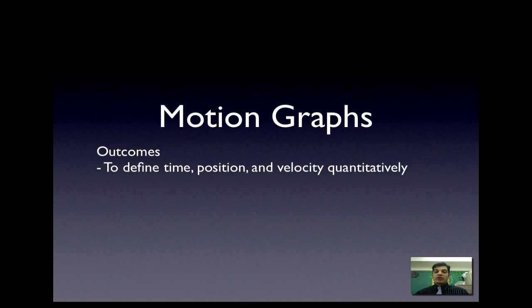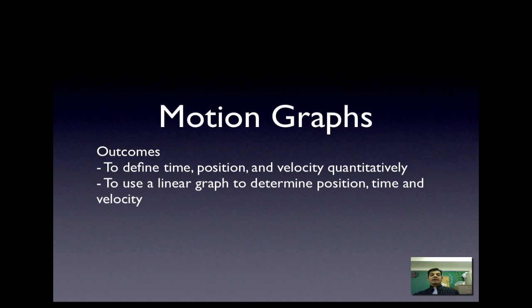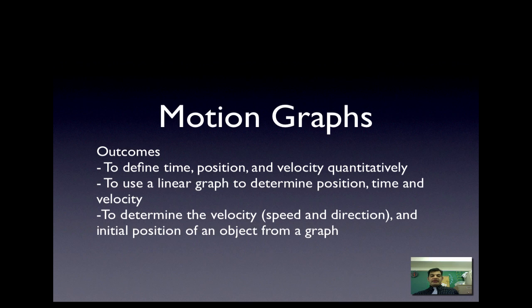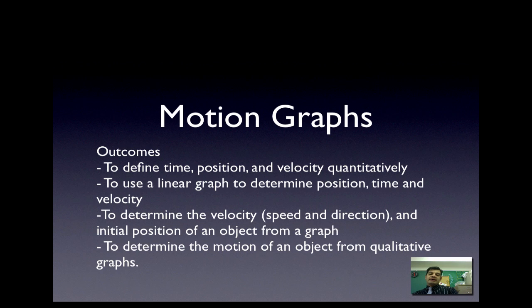First, we want to define position, time, and velocity much more quantitatively than we did before. We want to use a linear graph to determine the position, time, and velocity of an object. And we want to determine the velocity, meaning the speed and the direction of an object, and the initial position by looking at a graph. And finally, if we have graphs where we're given position and time, but we're not given numbers, we want to describe in plain language what the object is doing.